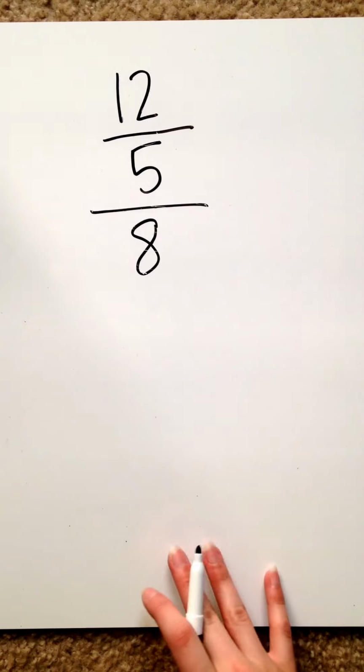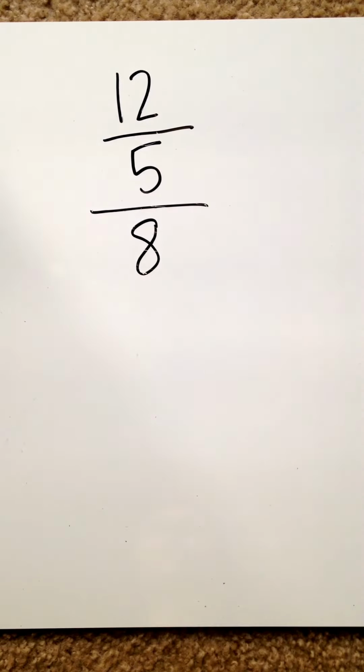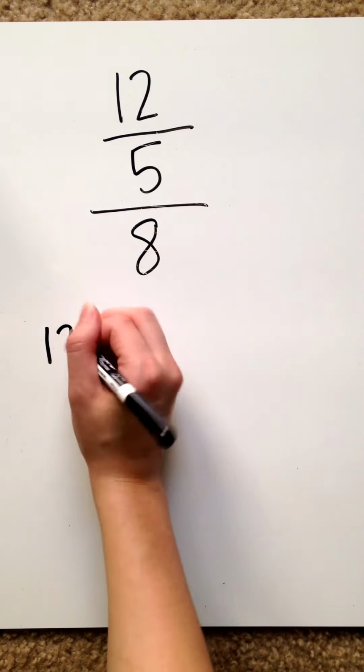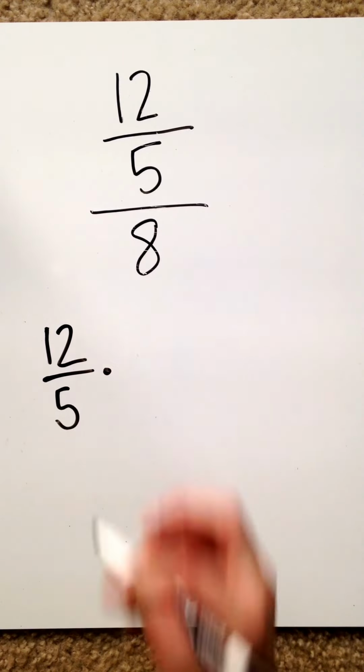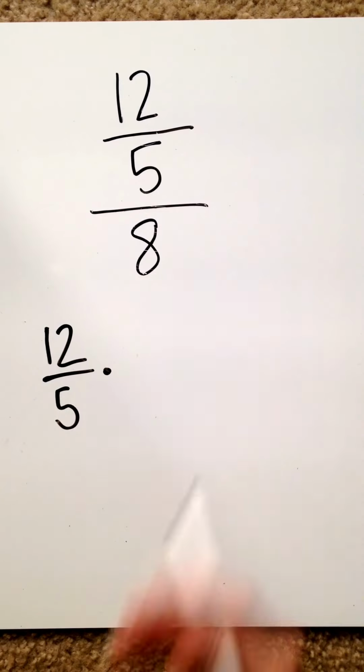Okay, our last example, our whole number is now in the denominator. So again, we want to follow our 3 steps. We want to keep, change, flip. So 12 over 5 I'm going to keep as is, change my division to multiplication, and I want to flip this whole number 8.